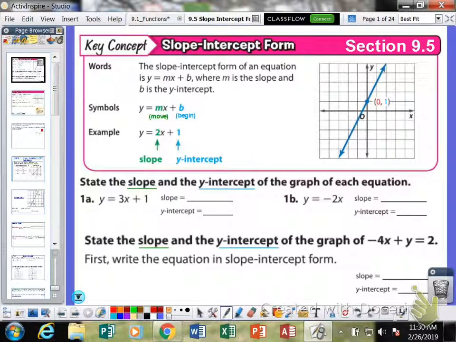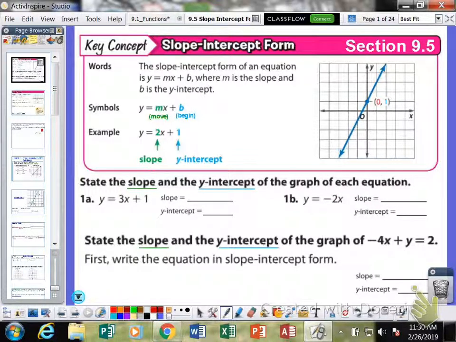So lesson 9.5 looks at the slope-intercept form. The slope-intercept form of an equation is y equals mx plus b, where m is the slope and b is our y-intercept. Okay, these are important to remember. Our symbols, again, y equals mx plus b.